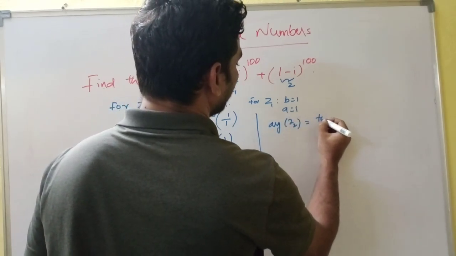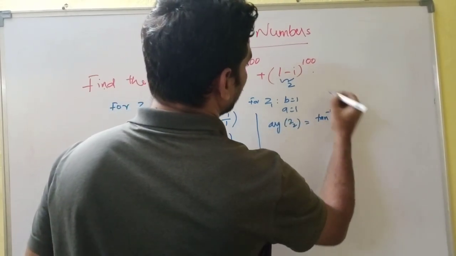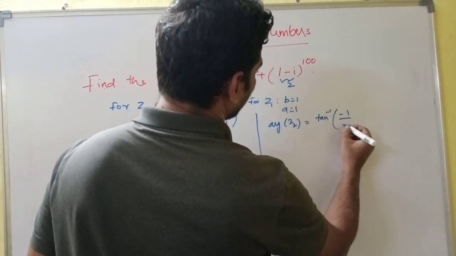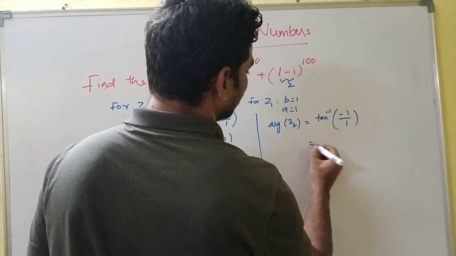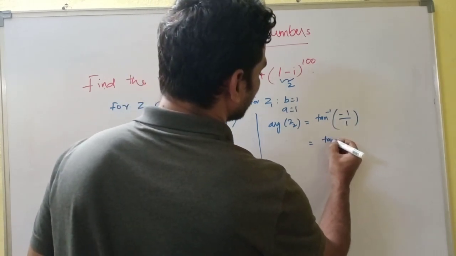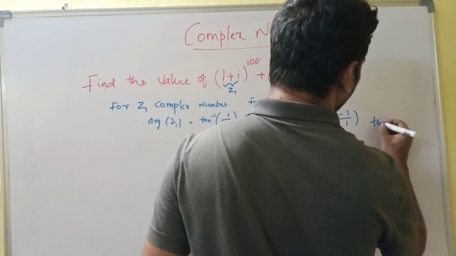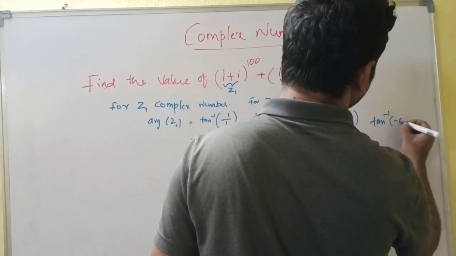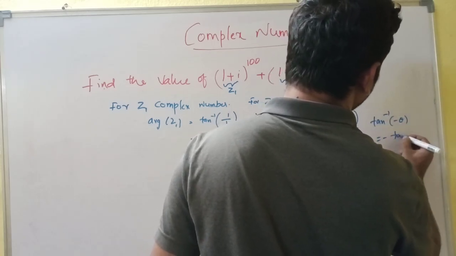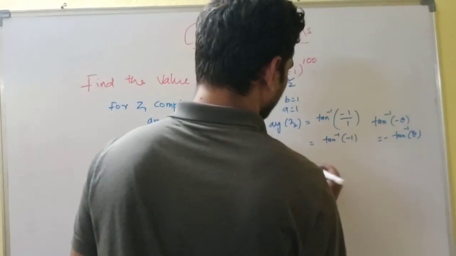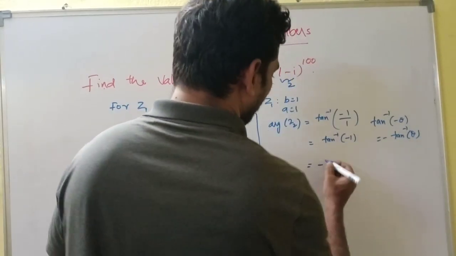So this equals tan inverse of B over A. The B term here is -1, and for A you will take 1. So this equals tan inverse of -1. Tan inverse of minus theta equals minus tan inverse theta. So this will become minus pi by 4.